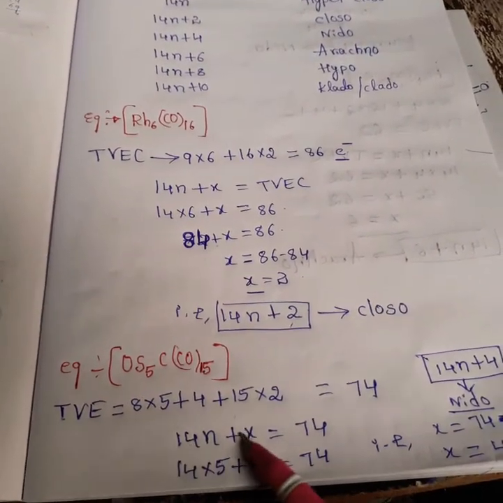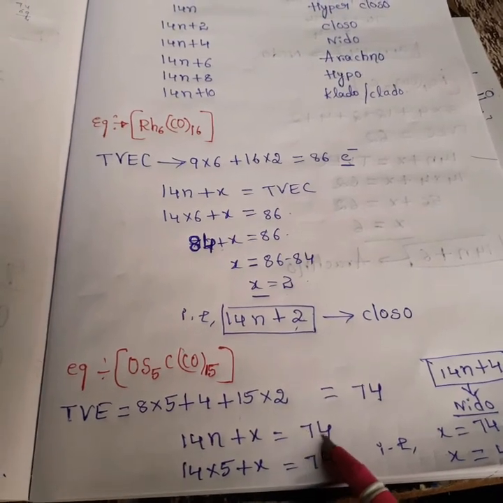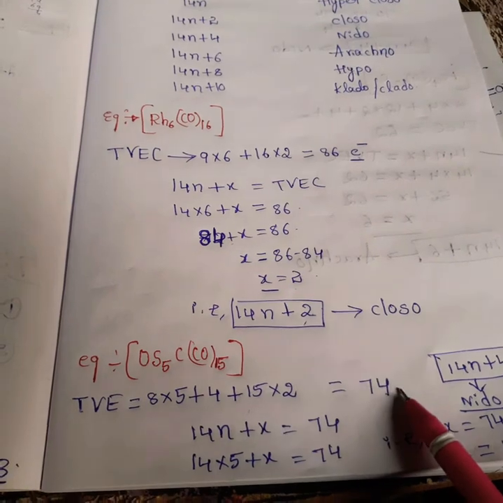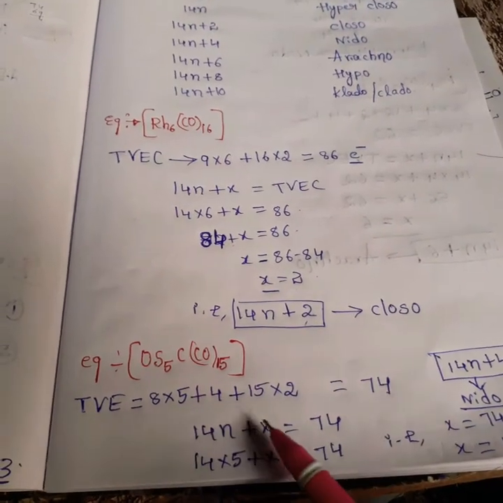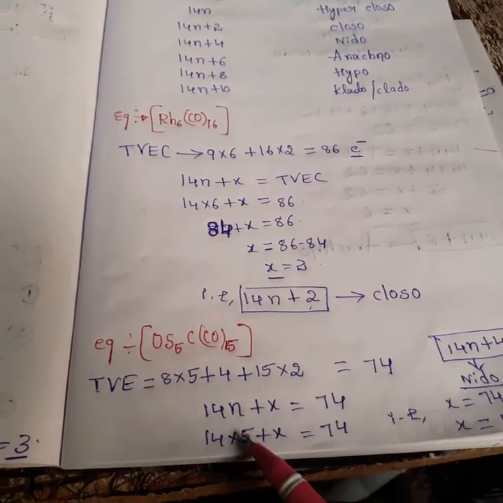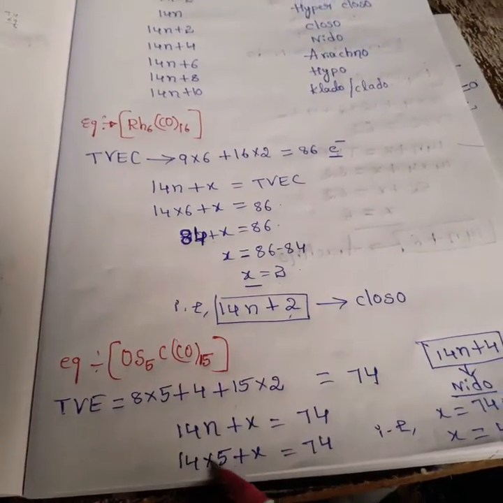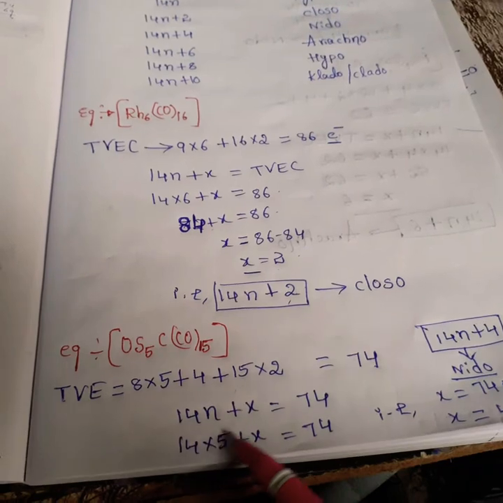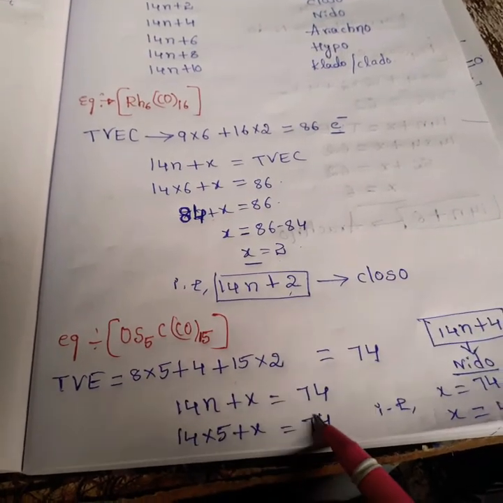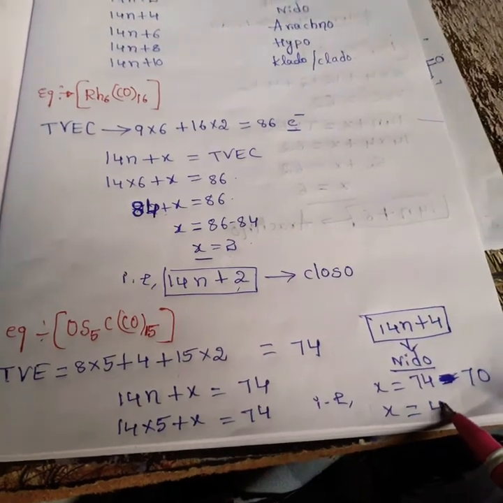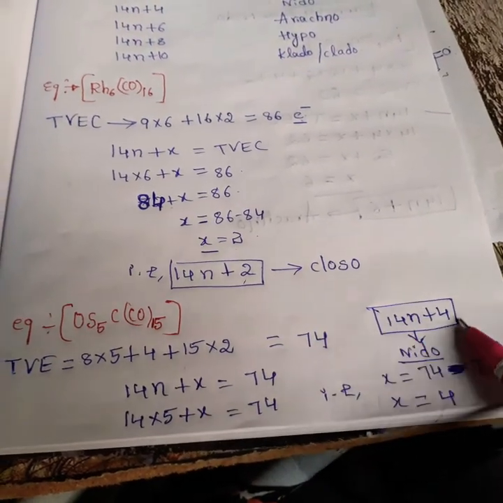We know 14n plus x is equal to the total valency electron count. We have calculated the total valency electron count and we got 74. So 14n plus x is equal to 74. N means the number of metals, so here it is 5. So 14 into 5 plus x is equal to 74, so we will get x as 4. So this is of the form 14n plus 4.